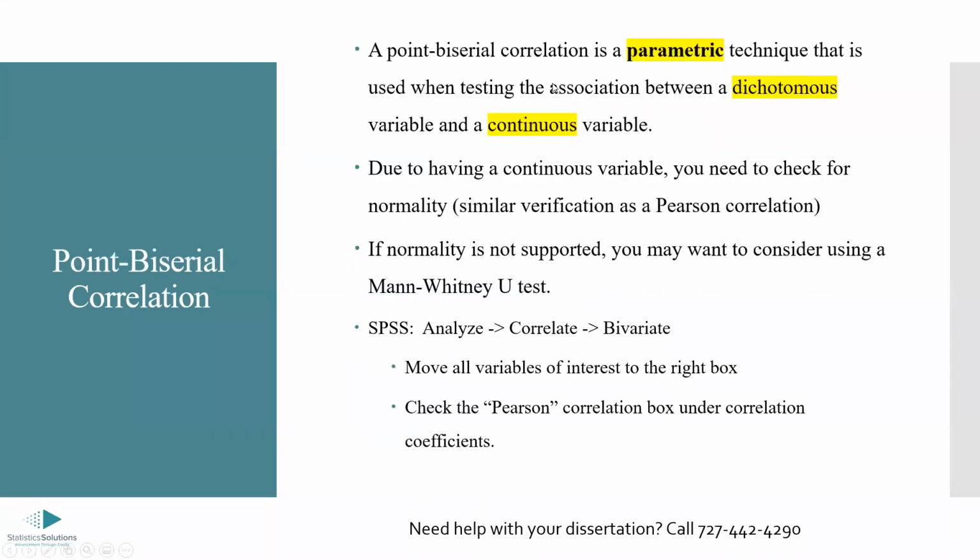A point biserial correlation is used when you have a dichotomous variable and a continuous variable. So because you do have a continuous variable here, you will want to check for normality first. And if normality is not supported, you can use a non-parametric technique here called the Mann-Whitney U-test. Here are the SPSS instructions for a point biserial correlation.